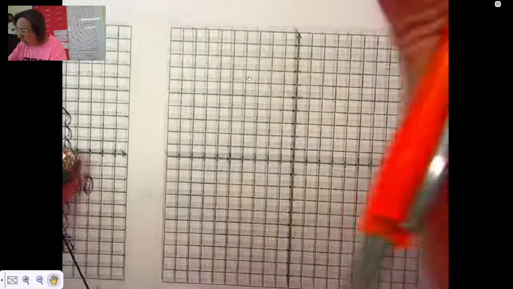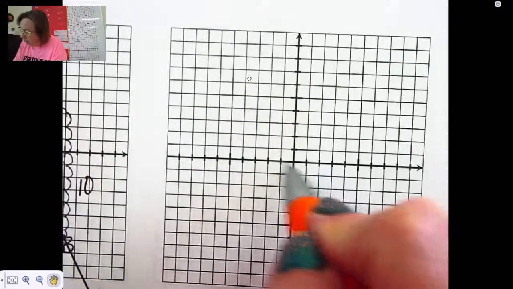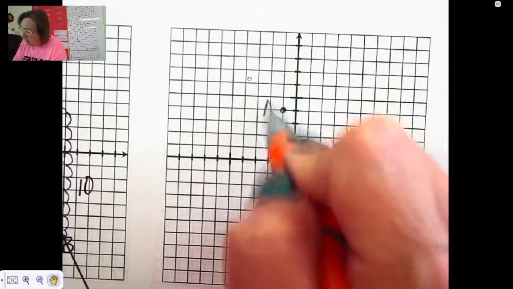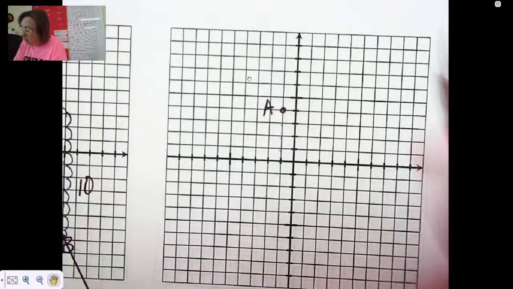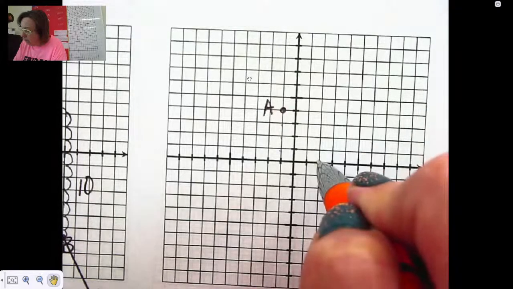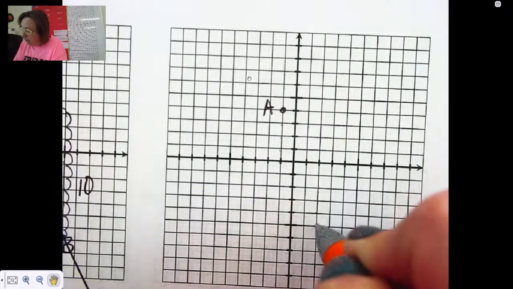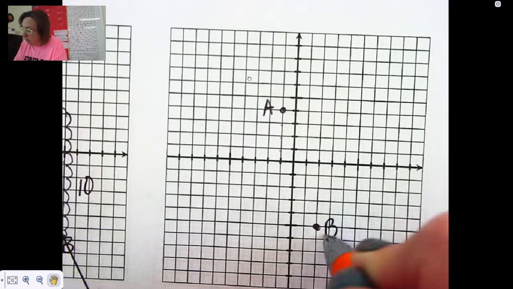So AB, we've got negative 1, 4. 2, 3, 4. That's A. And then B is 2, negative 5. 2, 3, 4, 5. 2, negative 5 is B. I'm going to draw this line.